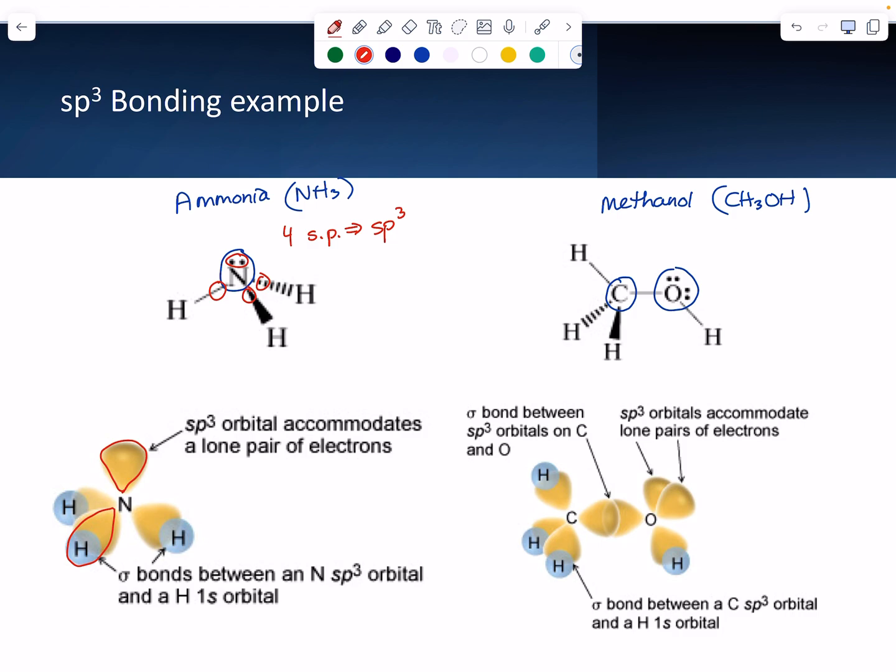Now let's look at methanol. This carbon has 4 structural pairs, it's got 4 bonds, so that is an sp3 carbon. Now let's look at the oxygen. The oxygen has 2 bonds and 2 lone pairs, so that's 4 structural pairs. So the hybrid orbitals around that oxygen are also sp3.